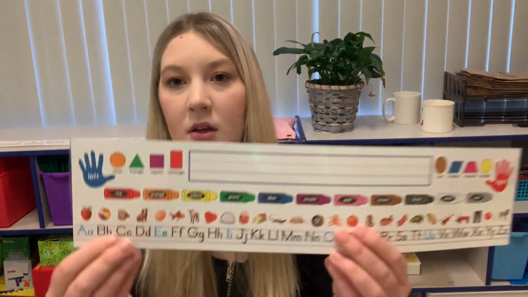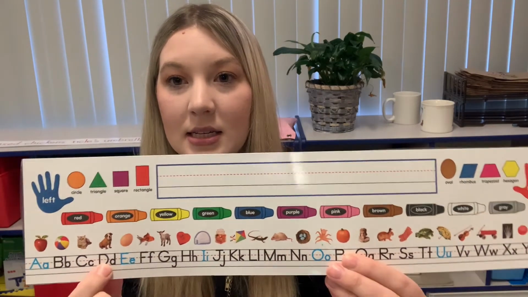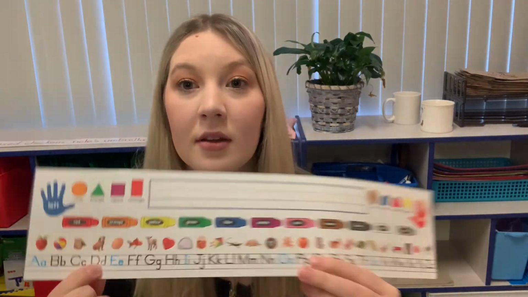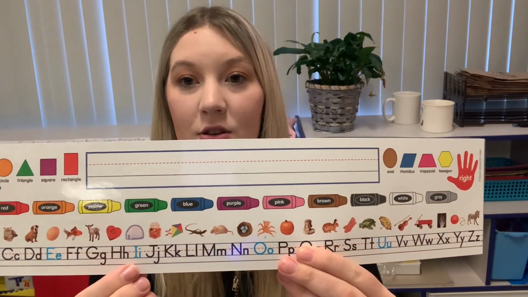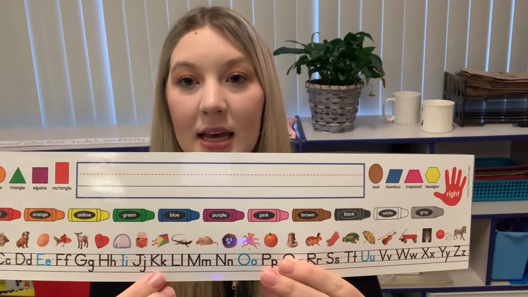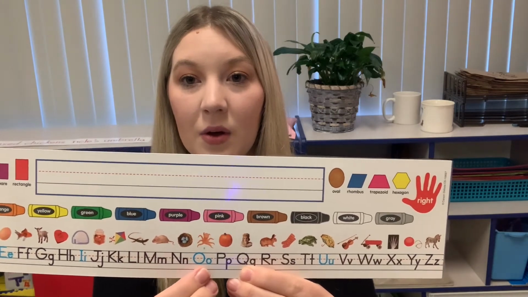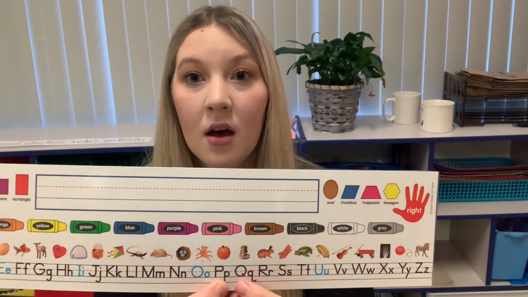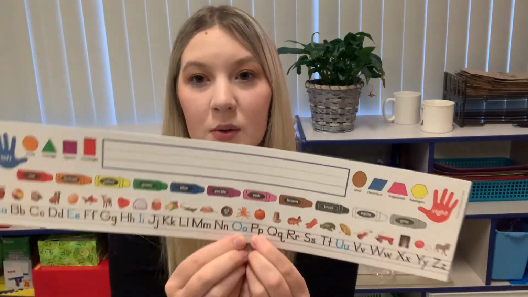Okay, let's talk about where P is in our alphabet. Okay, let's start here. A, B, C, D. Are you saying it with me? E, F, G, H, I, J, K, L, M, N, O, P. There's P. It's right after O and right before Q. So it's about in the middle of the alphabet. Okay, so P says p.